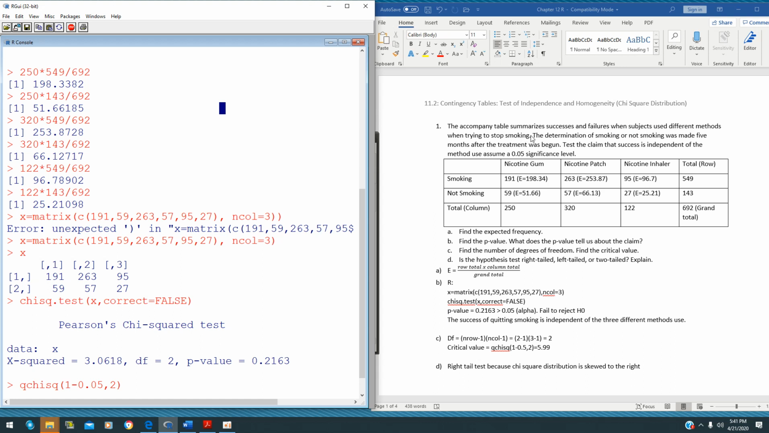methods when trying to stop smoking. So we try to figure out that some people want to stop smoking and they have all these, what we call methods. There are 3 different methods here, and we want to figure out if they succeed in quitting smoking or not.